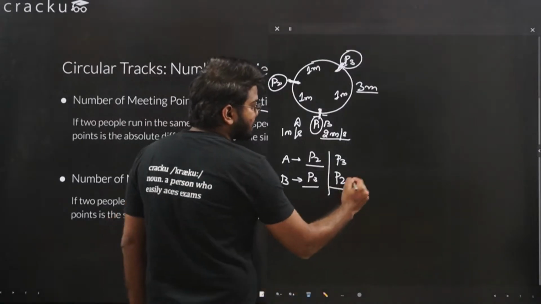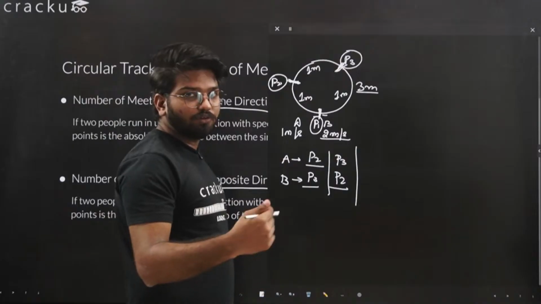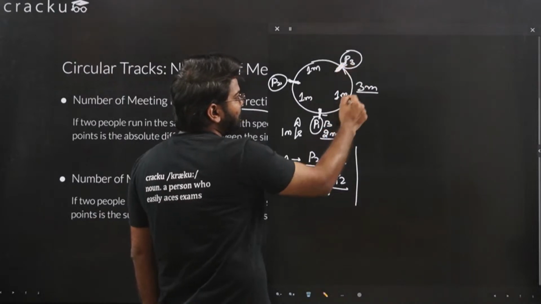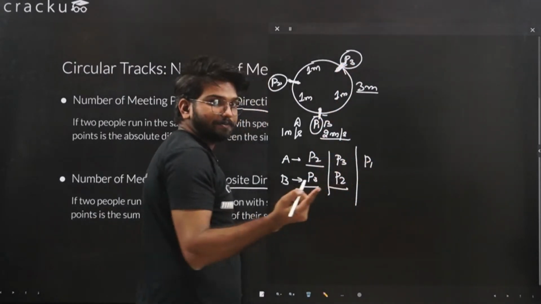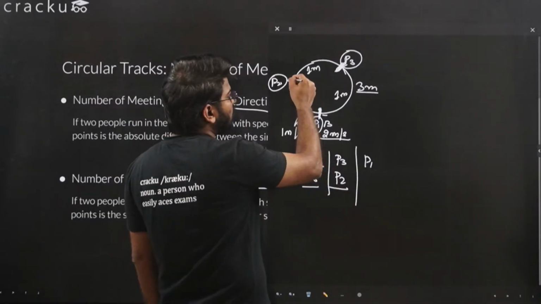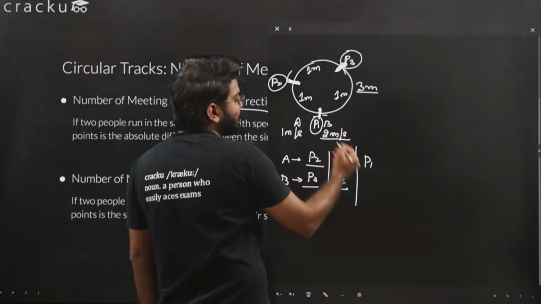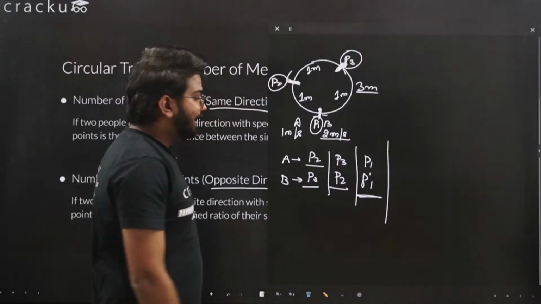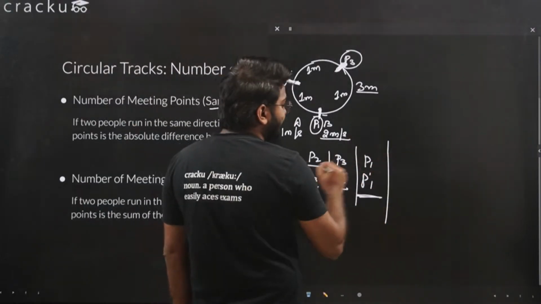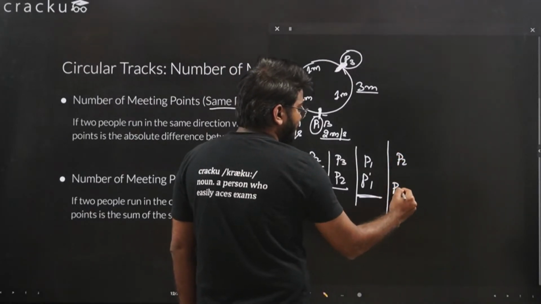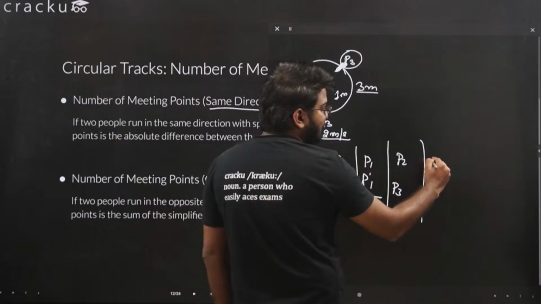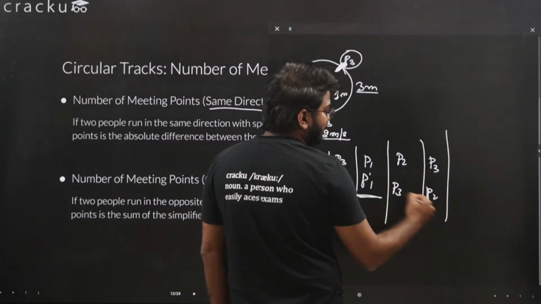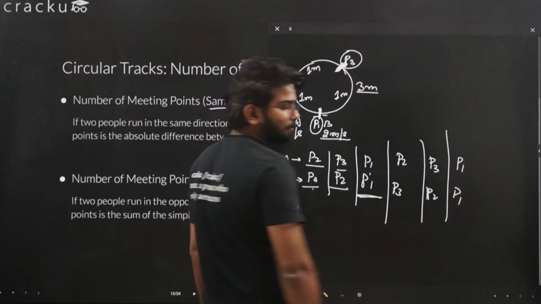This is after two seconds. Let's go for one more step. After the third second, from P2, A will go 1 meter to P3 and then 1 meter to P1. So at this point, they will again be at the starting point. And this whole cycle will go on. Then next second, they will be at P2, P3. Then next second, they will be at P3 and P2. And then next second again, they will be at the starting point P1 and P1.